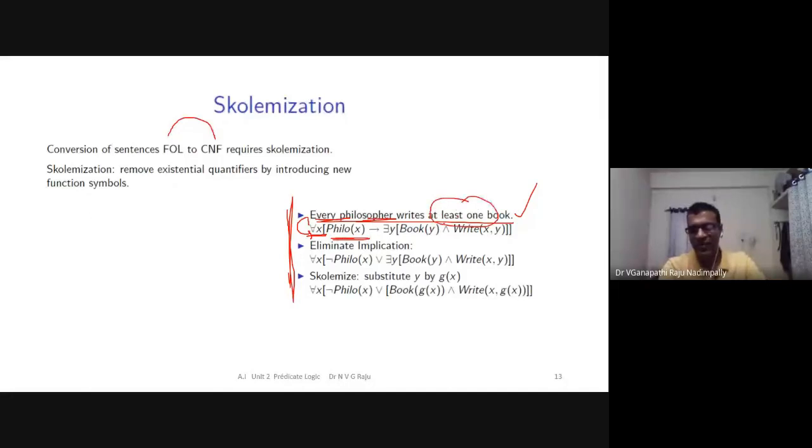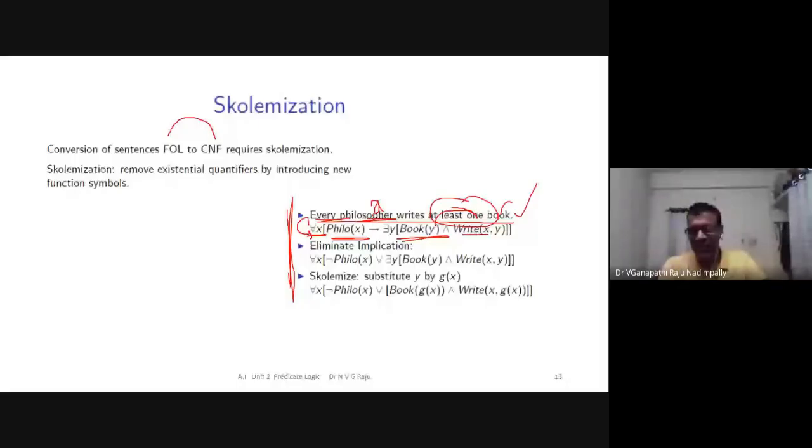So there exists, for philosopher we are using a variable x, and for book we are using a variable y. There exists book y, and who is writing? This philosopher is writing a book. Now x is a philosopher, y is a book, and x writes y. Now we have converted the sentence into first order logic. Any problems with this conversion of sentence to FOL? If it is okay, I will try to apply the skolemization technique.